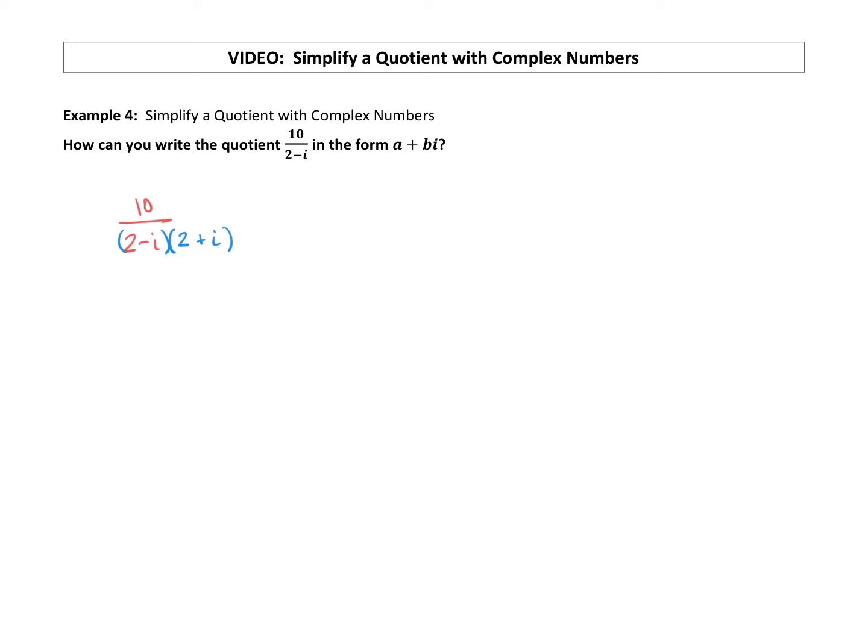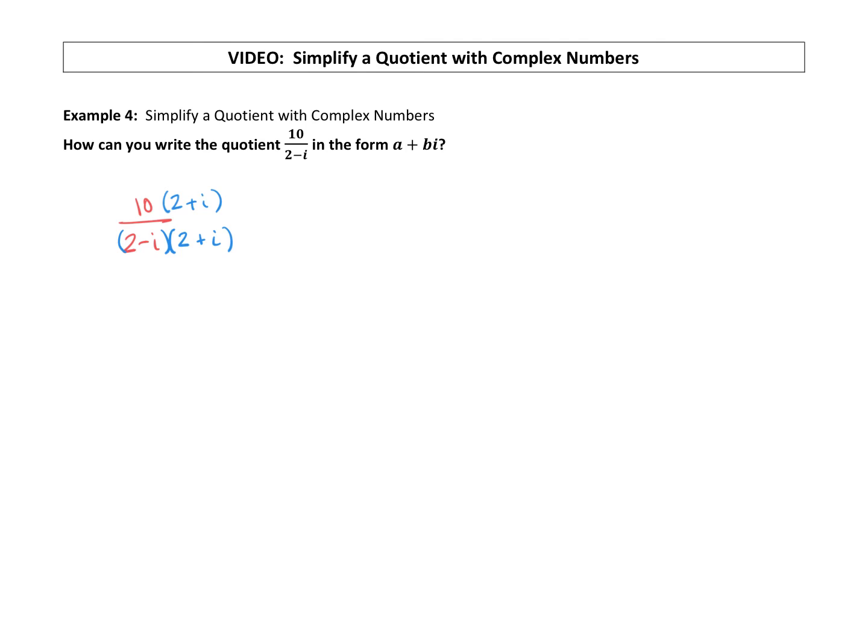Now if I multiply the denominator by a 2 plus i, I have to do the same thing to the numerator, 2 plus i. And now we're just going to simplify this. Remember, when you multiply complex conjugates together, it results in a real number. So I know that I will no longer have any imaginary parts down here. But let's go ahead and multiply this out and see where this leads.